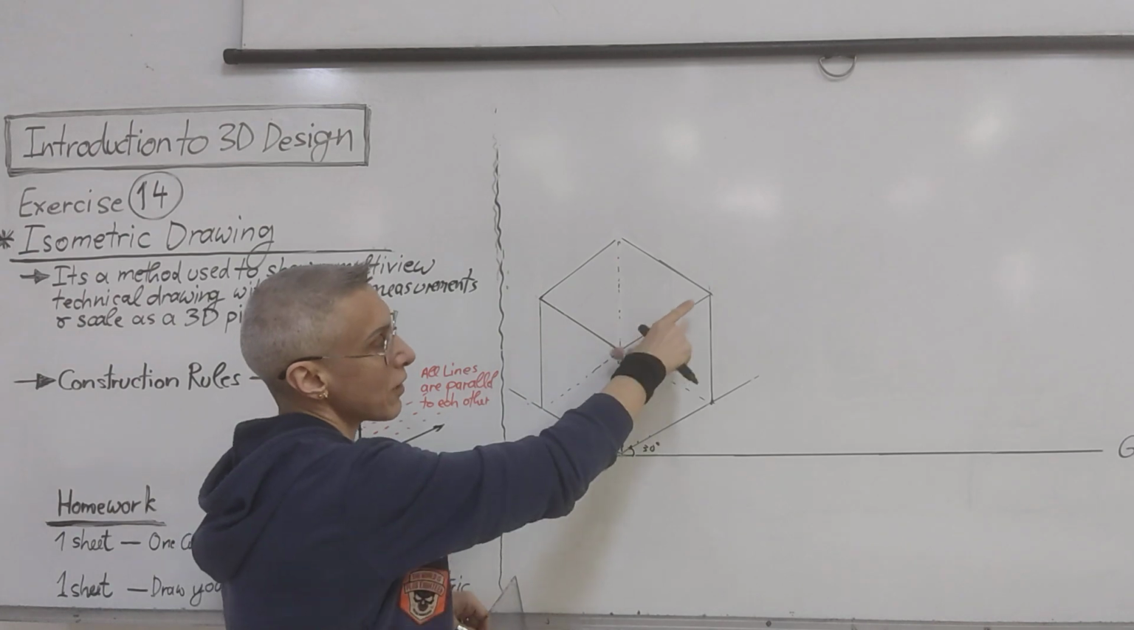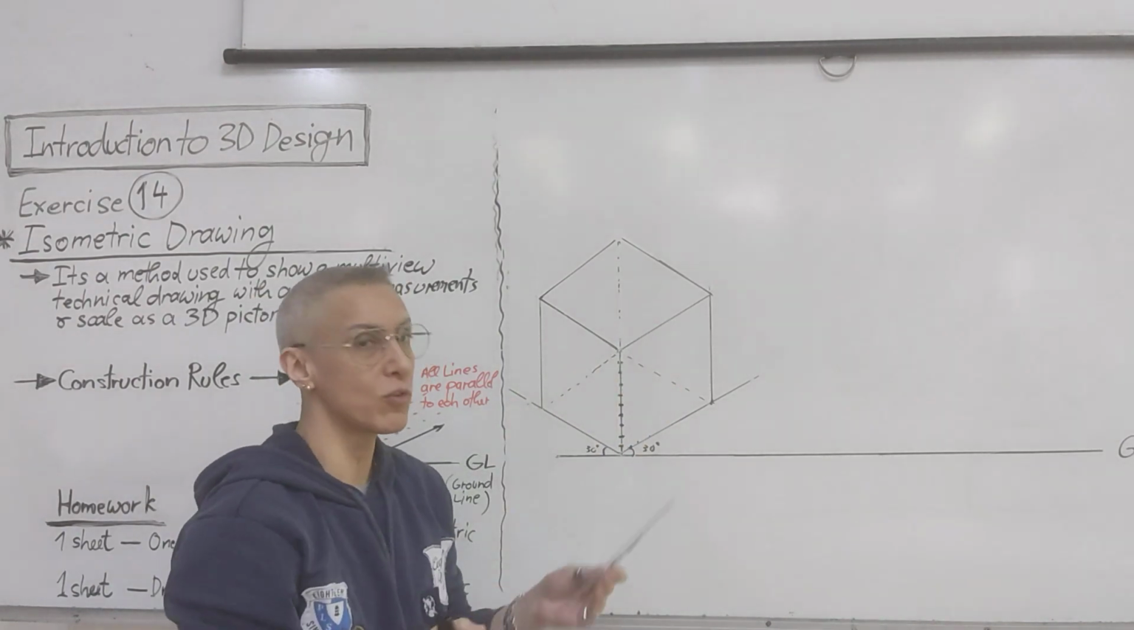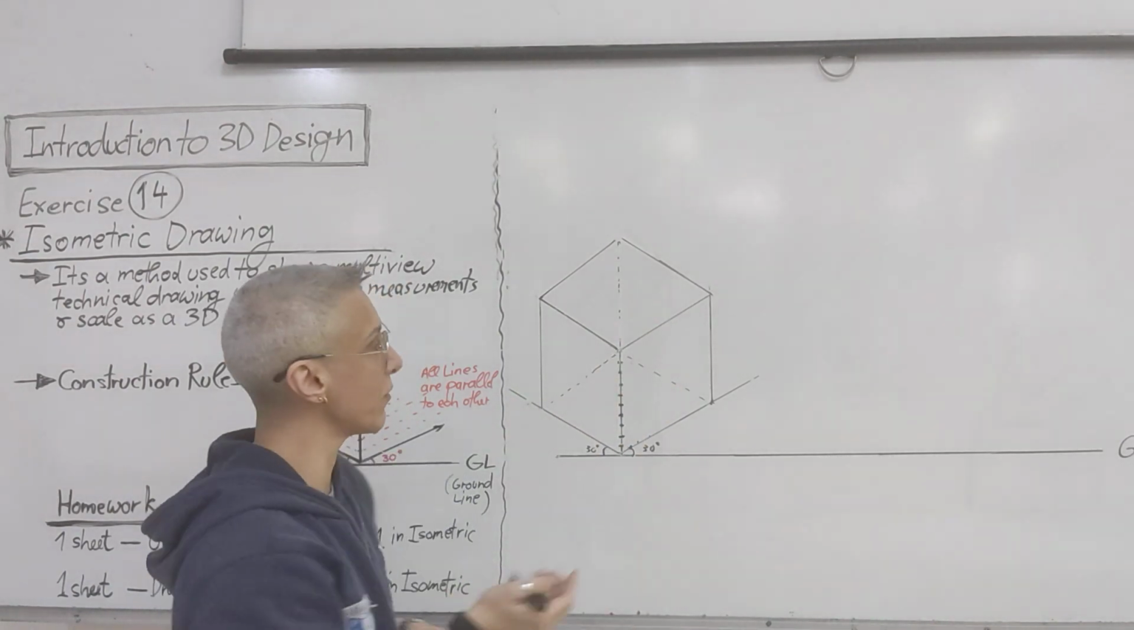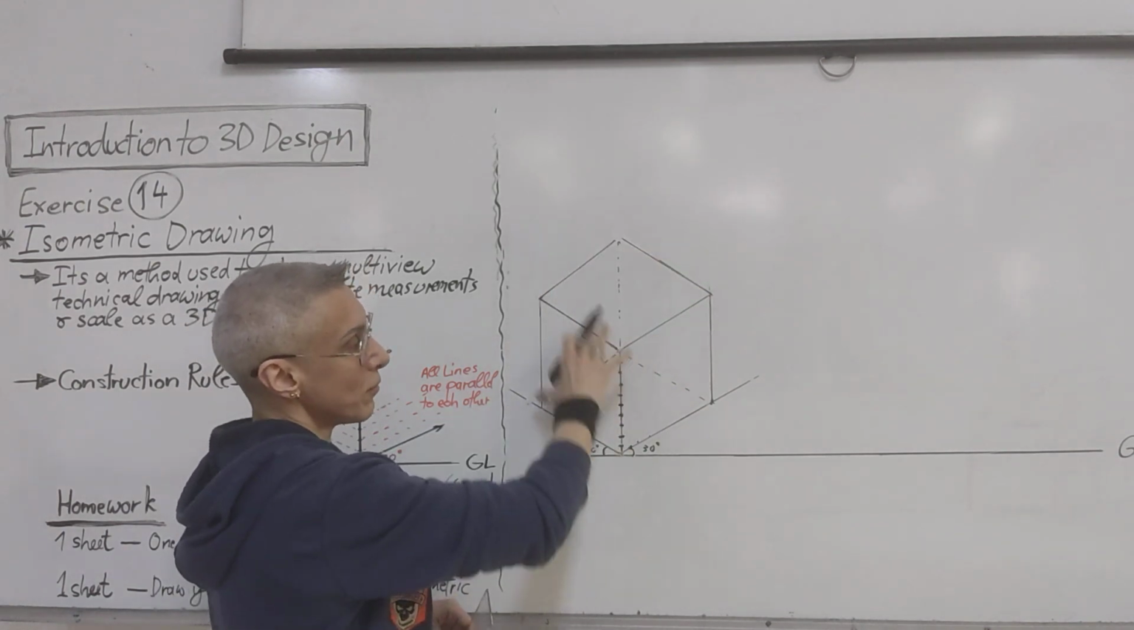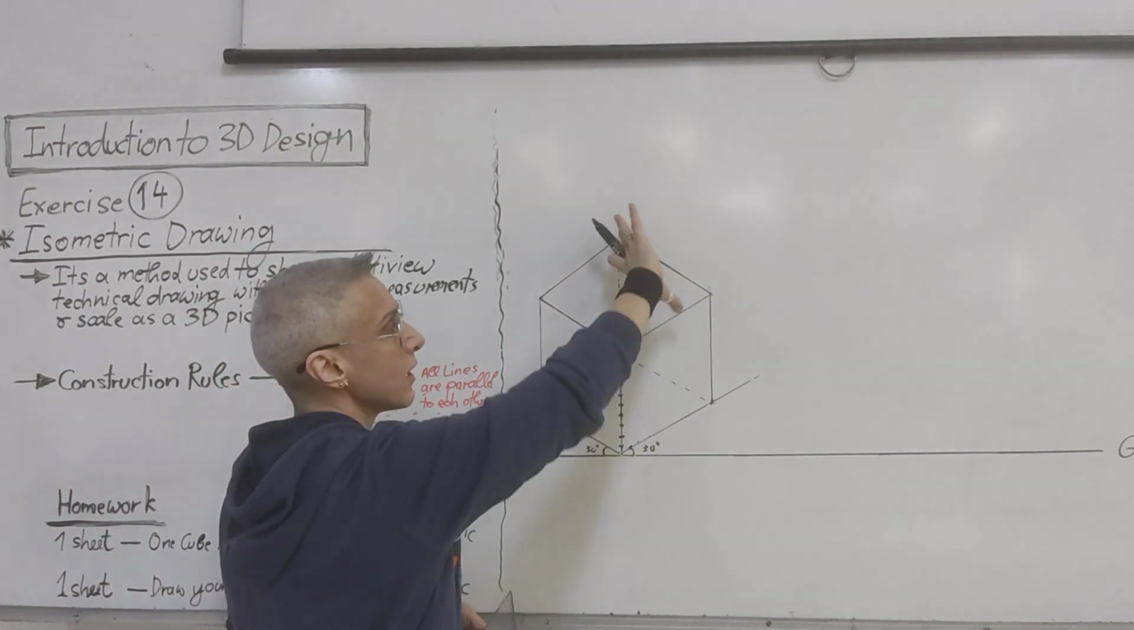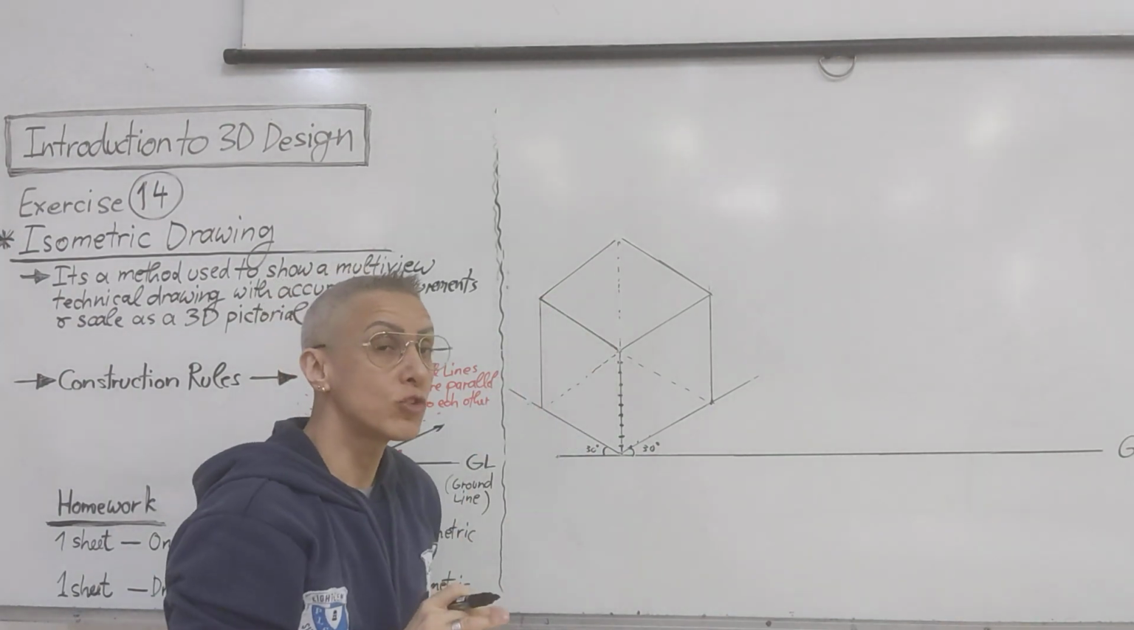Now, if you see that something doesn't add up, it's not parallel, that means you used your rulers wrong. You need to be very careful. This is a 10 by 10 by 10 cube, so any line I measure should be 10.